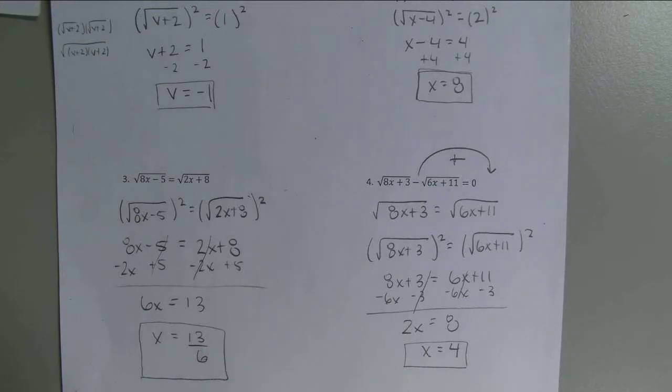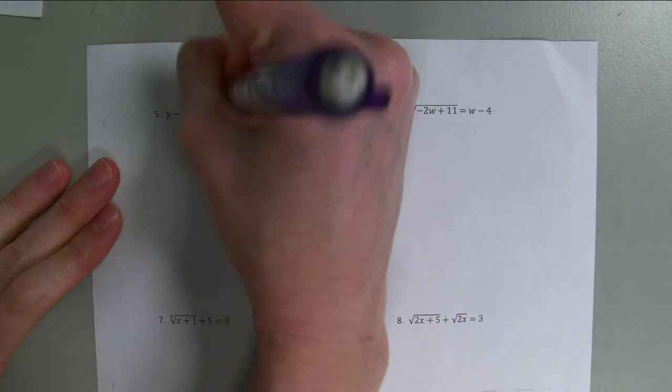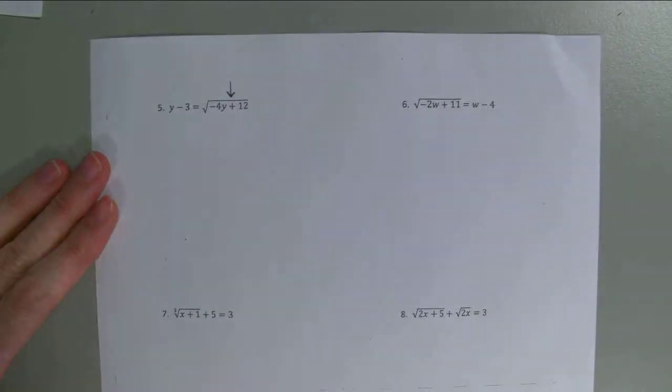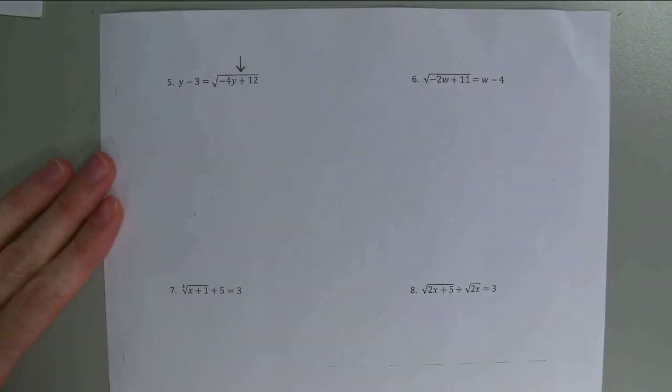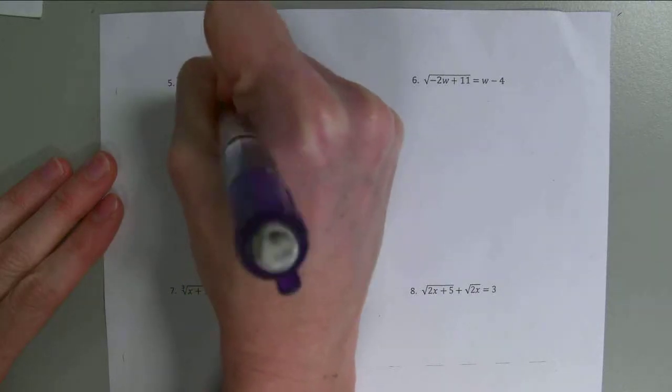All right. If there's no questions on the front page, let's go ahead and see what happens when they get a little bit more difficult. So on the back, what we're going to notice is on number 5, our square root is already isolated. So it's what we like, okay? So how do we undo a square root? We must square it.